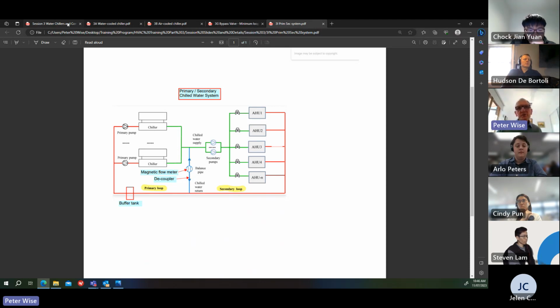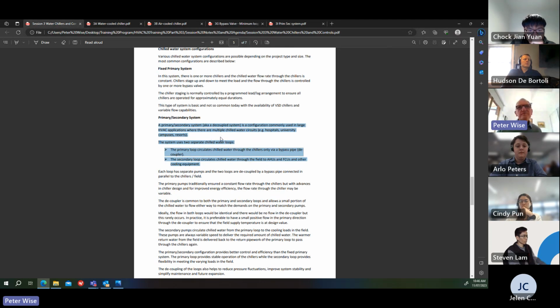This configuration is also called a decoupled system. It's commonly used in large applications where there are multiple chilled water circuits, for example hospitals, universities, campuses, resorts, and so on. So you might have a number of buildings on the site. Each building has its own circuit from the secondary system.